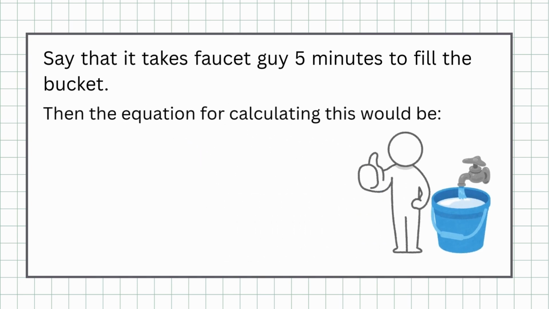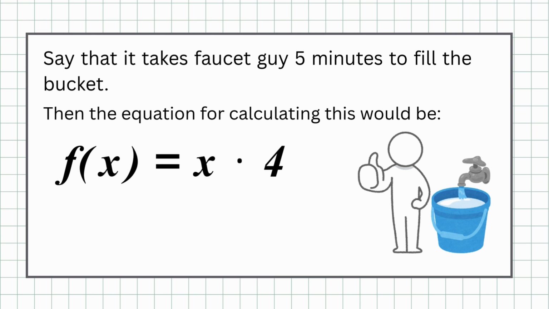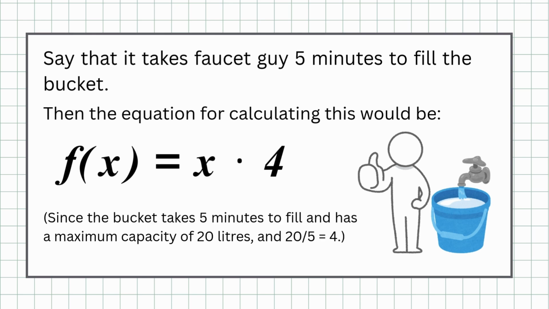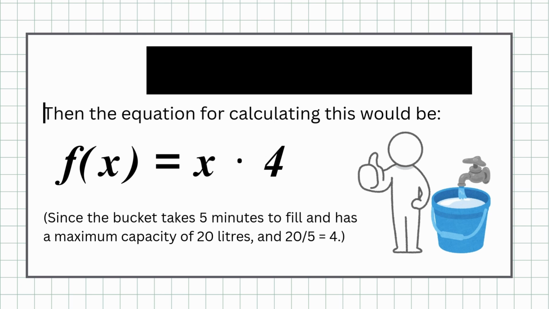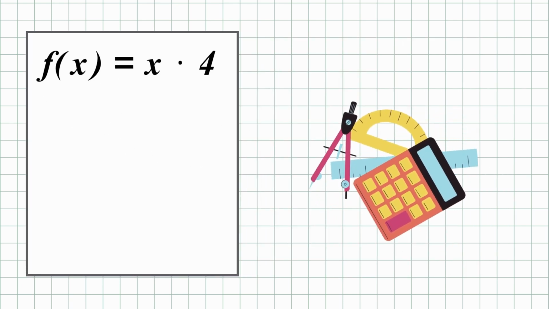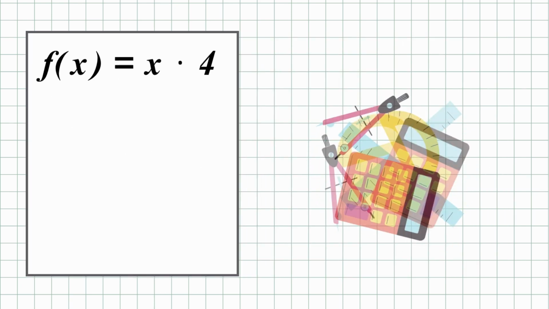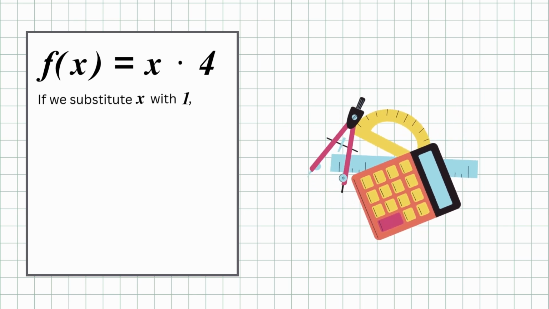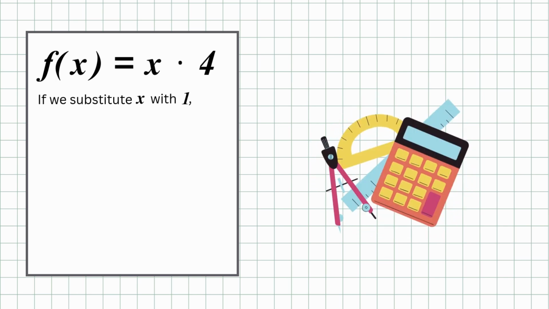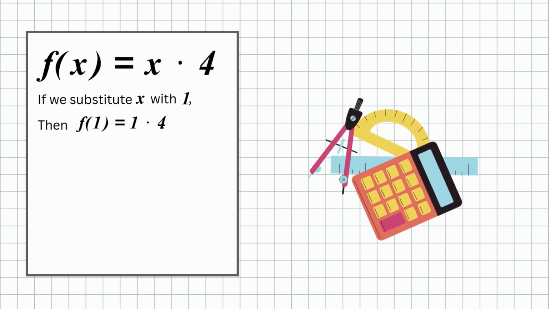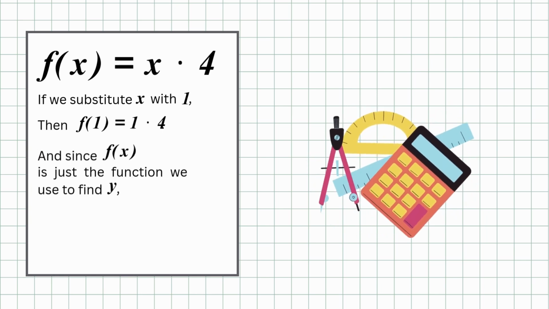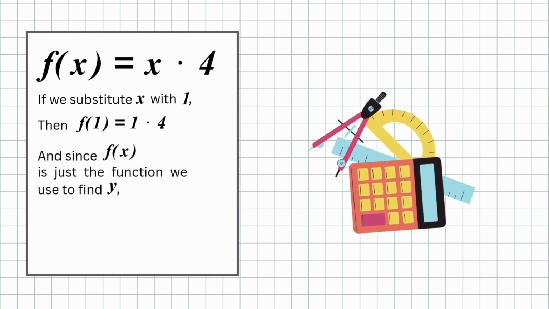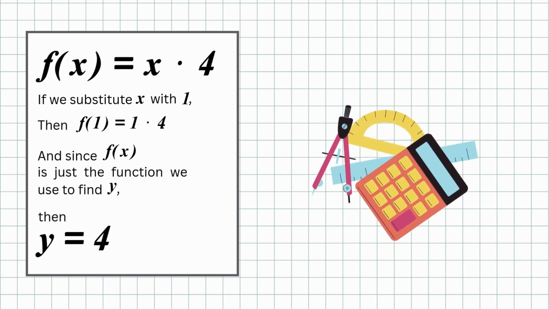Then the equation for calculating this would be f of x equals x times 4. Since the bucket takes 5 minutes to fill and has a maximum capacity of 20 liters, and 20 divided by 5 equals 4. F of x equals x times 4. If we substitute x with 1, so with 1 minute, then f of 1 equals 1 times 4. And since f of x is just the function we use to find y, then y equals 4 liters.